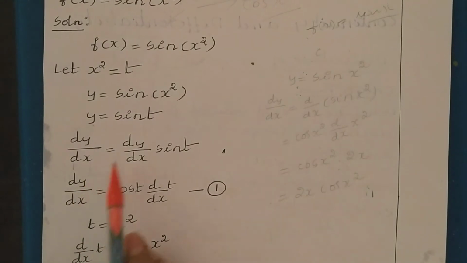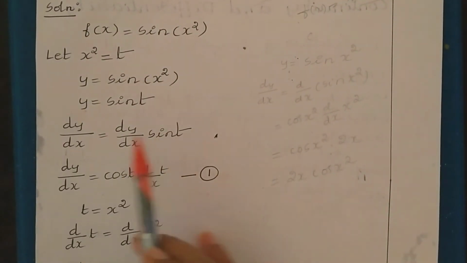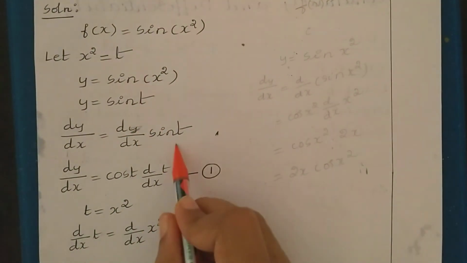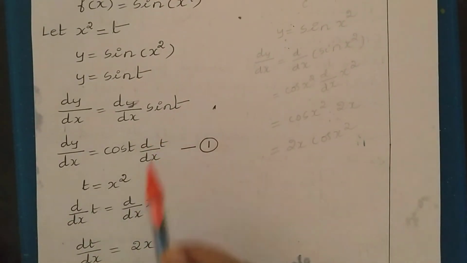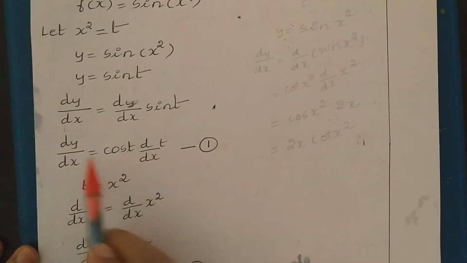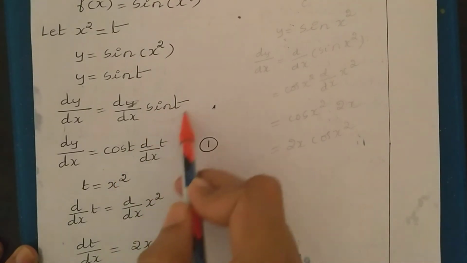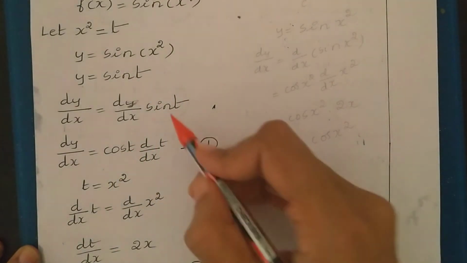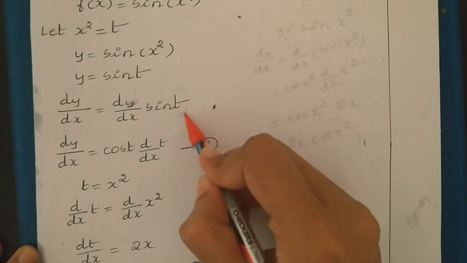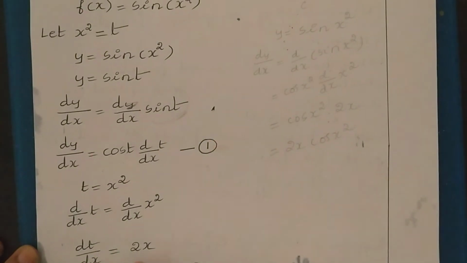dy by dx is equal to d by dx of sin t. So here the differentiation of sin t is cos t. So dy by dx is equal to cos t. The differentiation of sin t is cos t. But here we have a function, one more function t. So that function differentiation you need to find, as we have seen here.